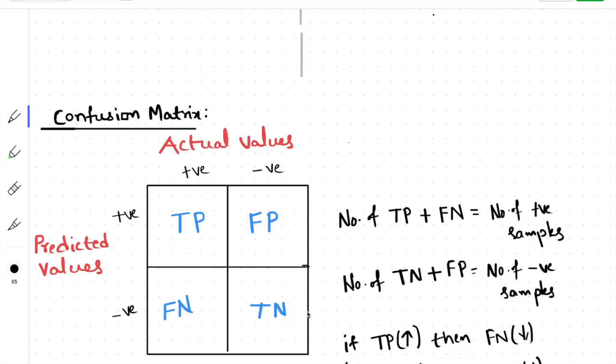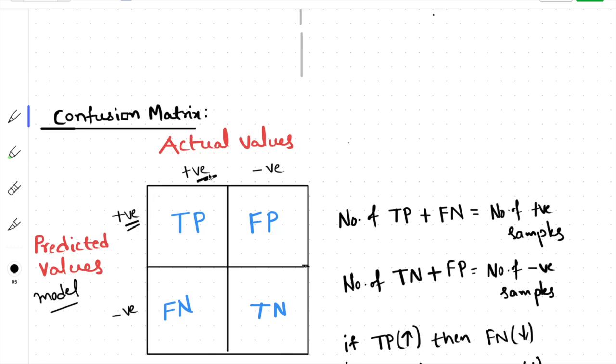binary classification. So we know the confusion matrix. The confusion matrix is drawn between the actual values for the samples and the predicted values predicted by the model, in this case logistic regression. So we have actual positive, that means whether the sample is actually positive or not, and whether the model has predicted positive or not for that particular sample.